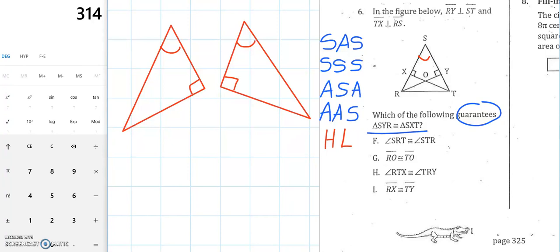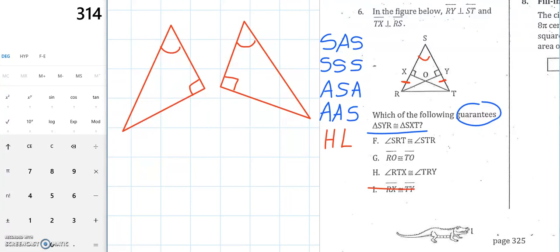I'm going to start with the bottom choice, I. They tell me RX is congruent to TY. From R to X, that's right here, and T to Y, that's right here. Well, that's only going to be like a little piece of my line segment. That's going to be like this little piece here, and then this little piece here. That's not going to give me a whole side, so I don't want that choice. I'm going to cross that out.